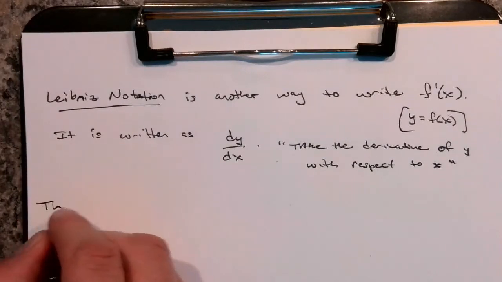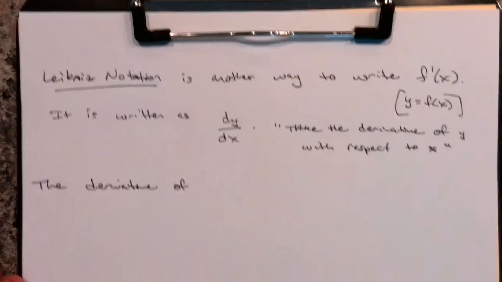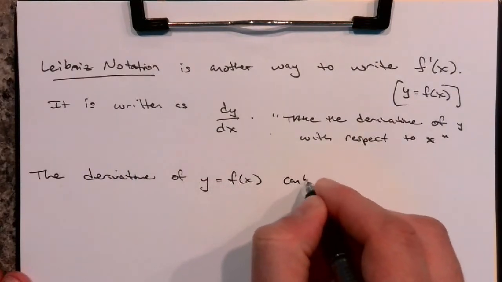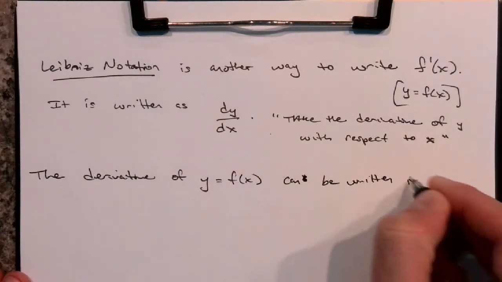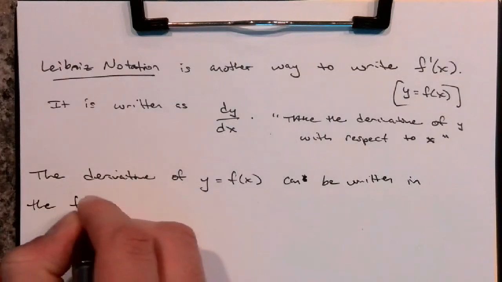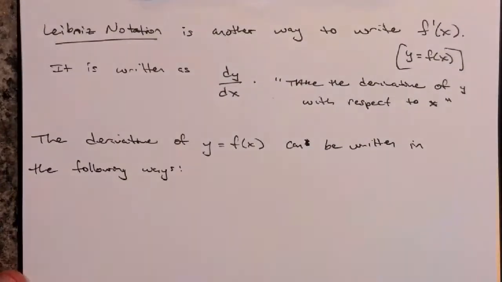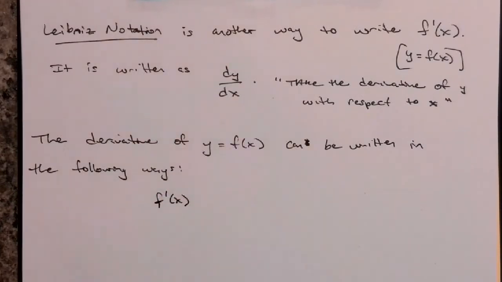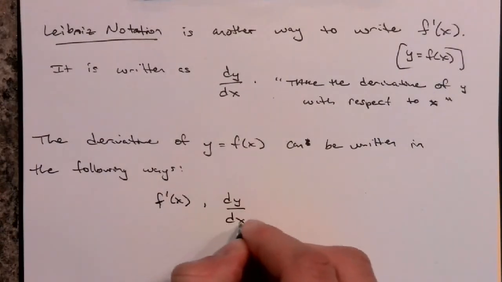So the derivative of y equals f of x can be written in the following ways. So you might see it as f prime of x, which we're familiar with from previous section. The Leibniz notation I wrote above, dy dx.